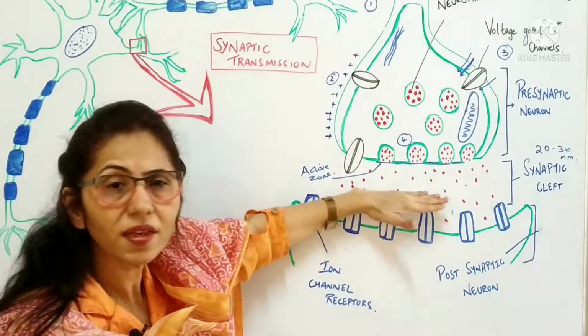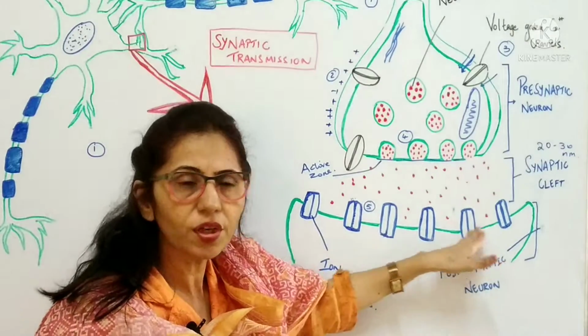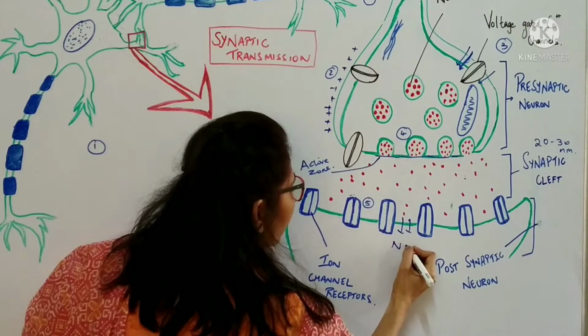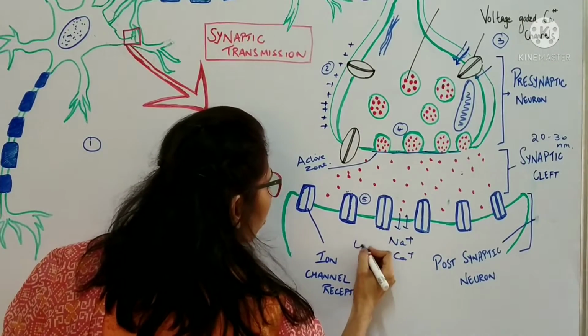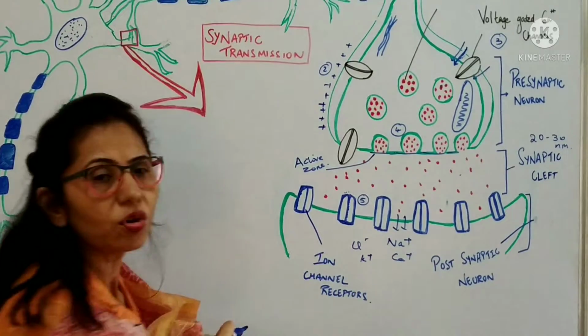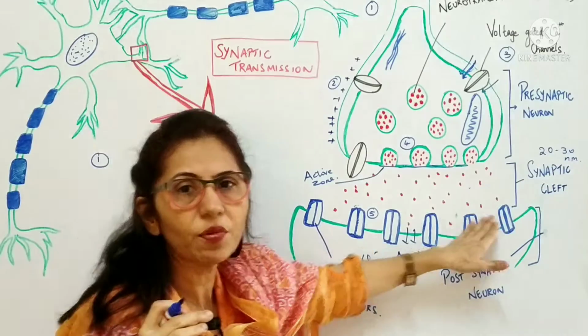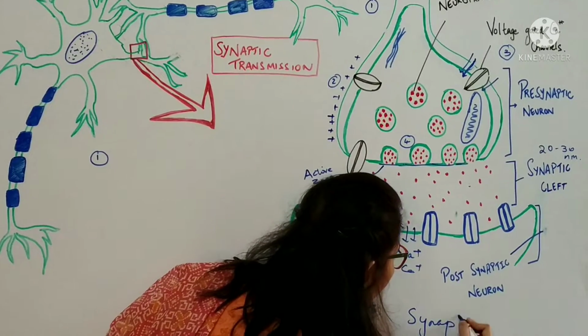Now once these neurotransmitters are released in the cleft, they bind to the receptors on the postsynaptic neuron, and that causes opening up of ion channels. So there could be either influx of sodium or influx of calcium, or if they open up chloride channels or potassium channels, chloride will move inward or potassium will move outward. So depending upon what type of ion channels are present, it will create synaptic potentials.